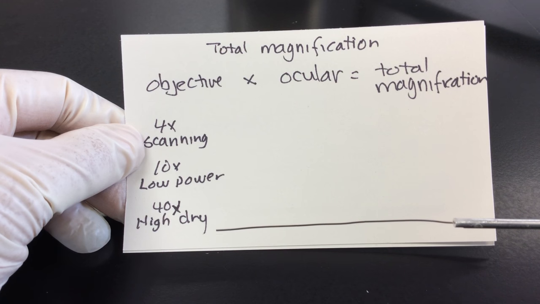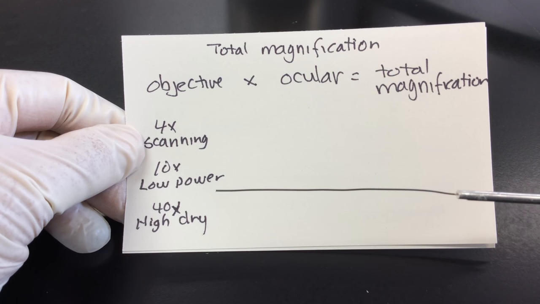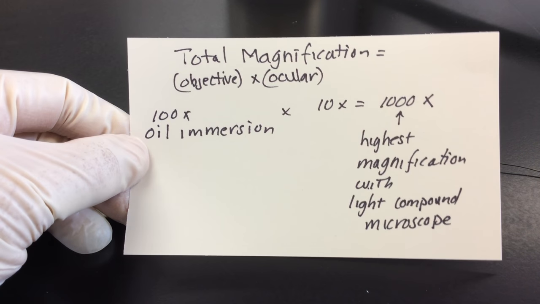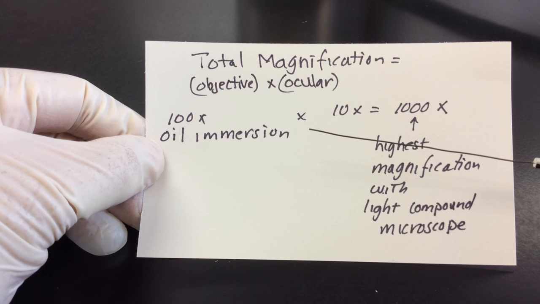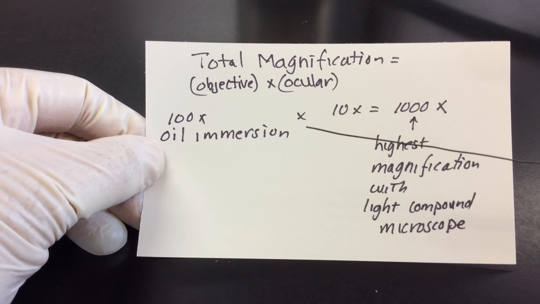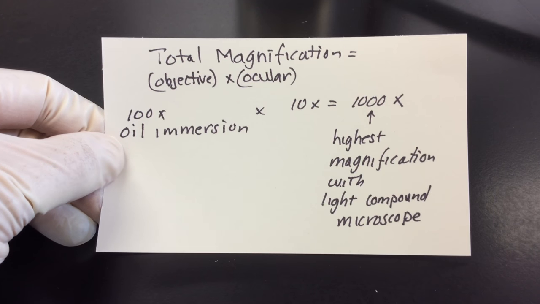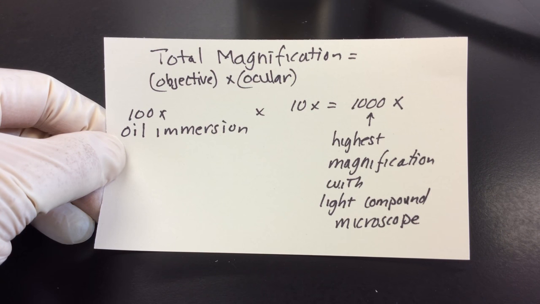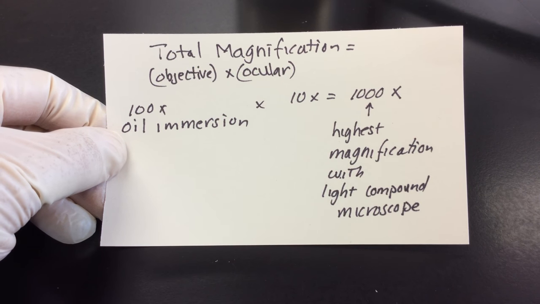The next most powerful objective lens is called the high dry lens. It magnifies 40-fold, so total magnification would be 40 times 10, which would be 400x. And then the most powerful objective lens on our light microscopes is called the oil immersion lens, and we'll describe later why we use a high-quality oil called immersion oil with this lens. The oil immersion lens magnifies 100-fold, so total magnification with the oil immersion lens would be 100 times 10, or 1,000-fold magnification. So with our light compound microscopes, the highest magnification we have would be 1,000x. To get higher magnification, we'd have to move to electron microscopes, which unfortunately here at Sac City College, we don't have an electron microscope.